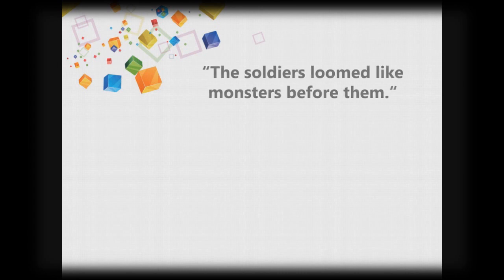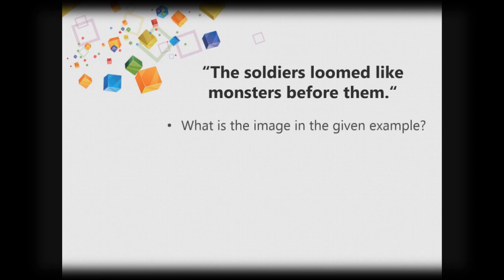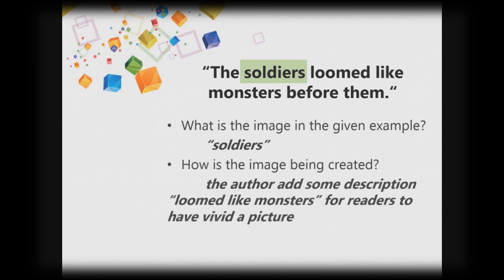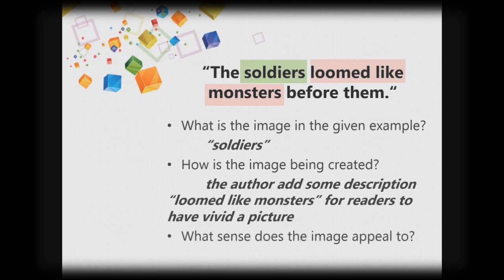First sentence. The soldiers loomed like monsters before them. What is the image in the given example? Soldiers. You're correct. How is the image being created? The author adds some description, loomed like monsters, for readers to have a vivid picture. That's right. What sense does the image appeal to? Yes, sense of sight. You're doing good.